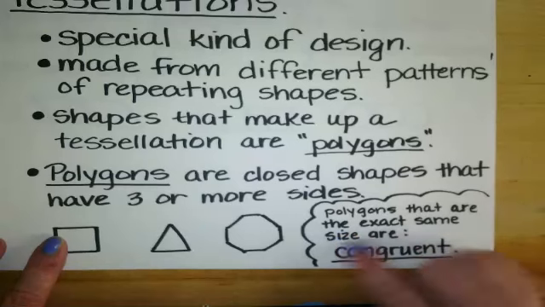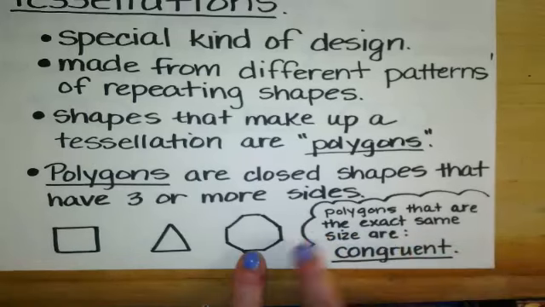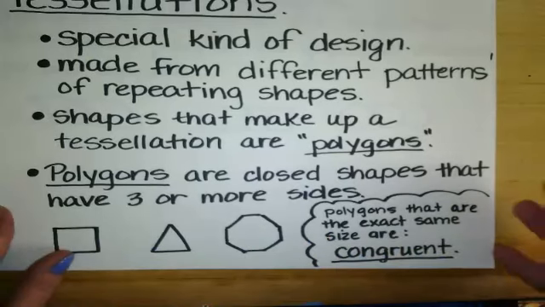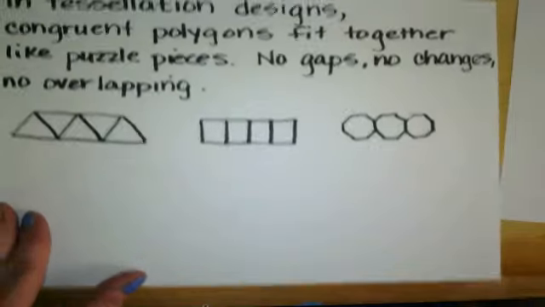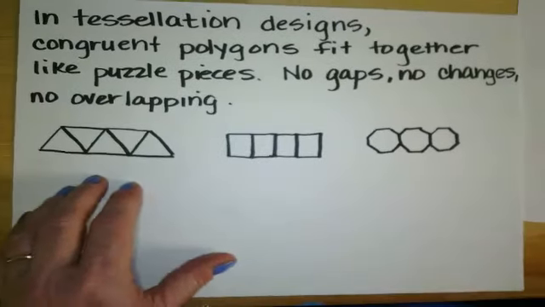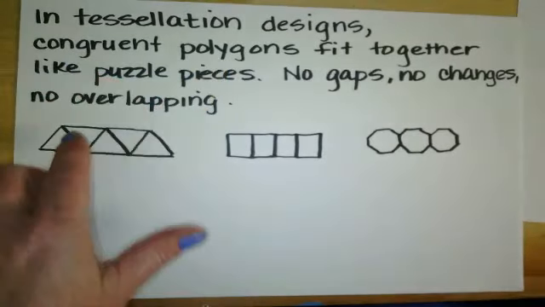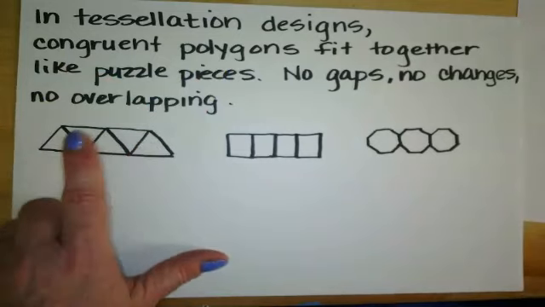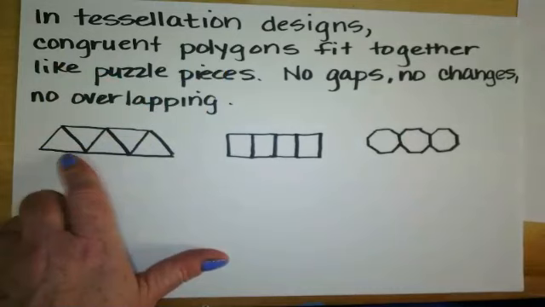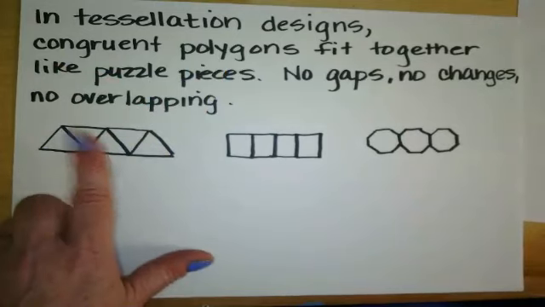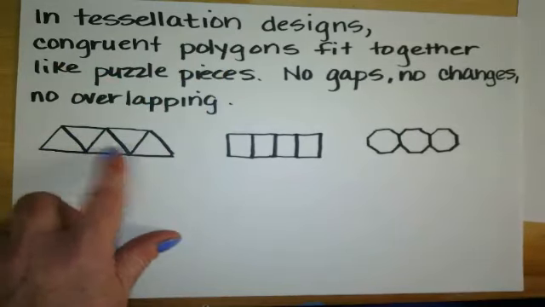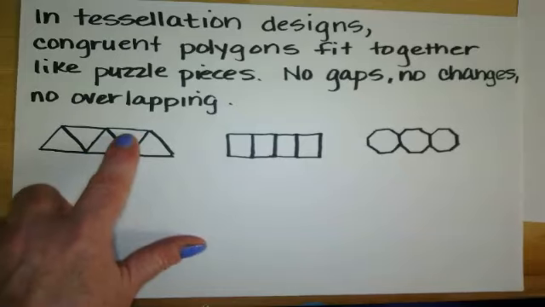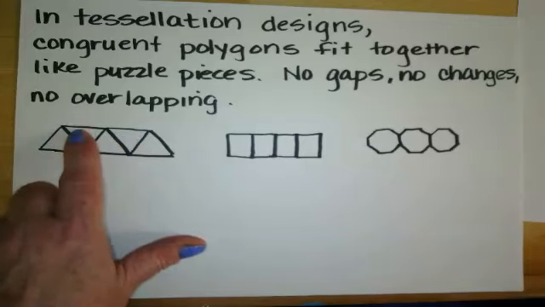Polygons that are the exact same size, 2 of them side by side, are called congruent. They're exactly the same size, exactly the same shape. So here are some examples. In tessellation designs, congruent polygons fit together like puzzle pieces, like this. There are no gaps, no changes, no overlapping. The shape is the same, but you can see that these 3 triangles are exactly the same, and these are exactly the same shape. They're just flipped upside down.